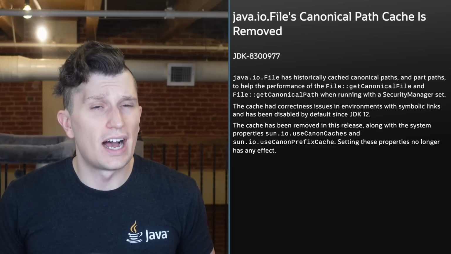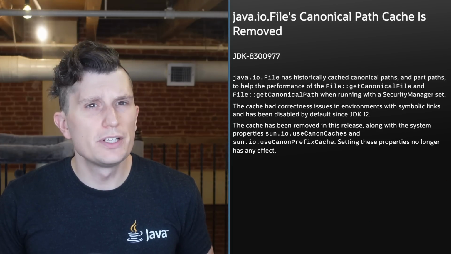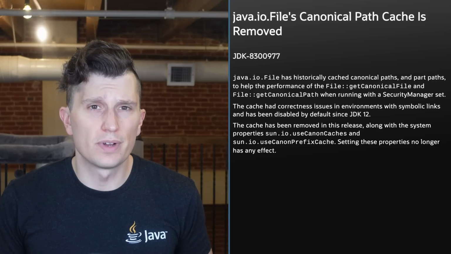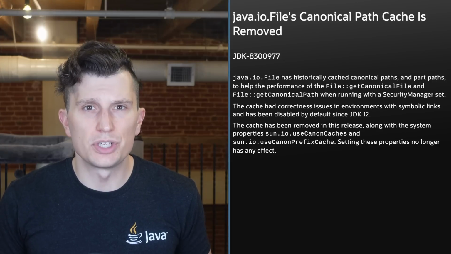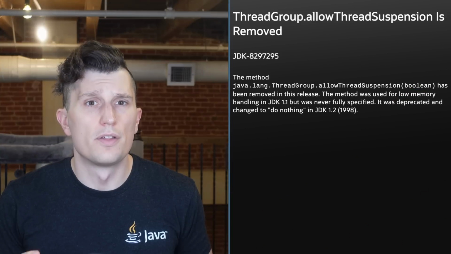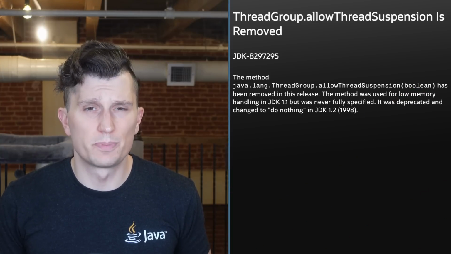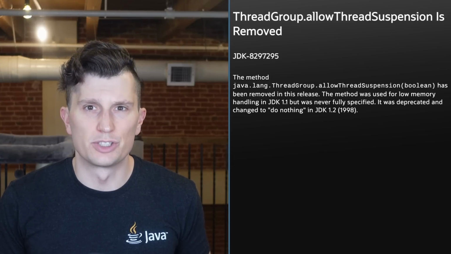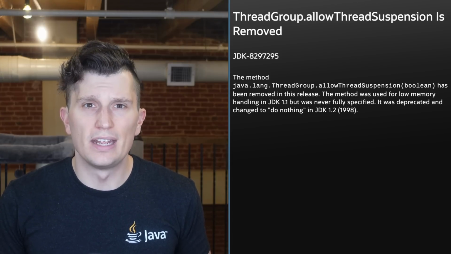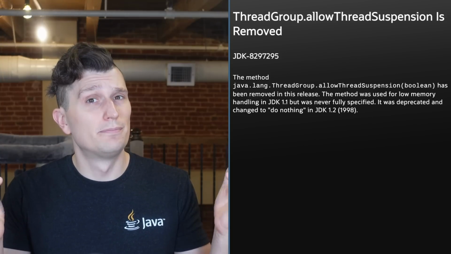Several features have been removed as a part of the JDK 21 release. The java.io.File canonical path cache has been removed. This feature has historically been used for performance reasons, but had some correctness issues and has been disabled by default since JDK 12. The method java.lang.ThreadGroup.allowThreadSuspension has been removed in this release. It has been deprecated and a no-op since JDK 1.2, so a long time coming.